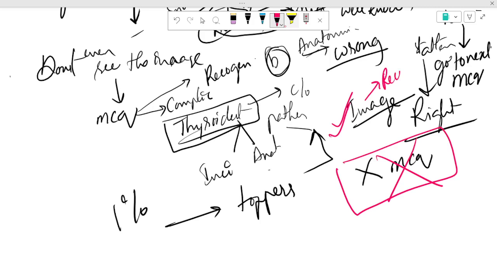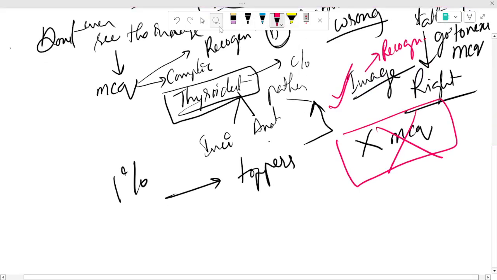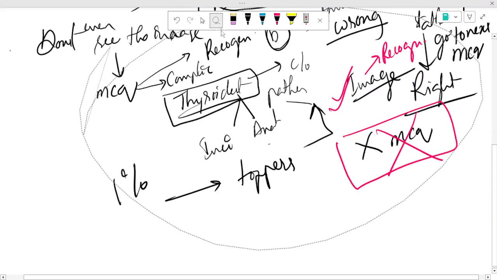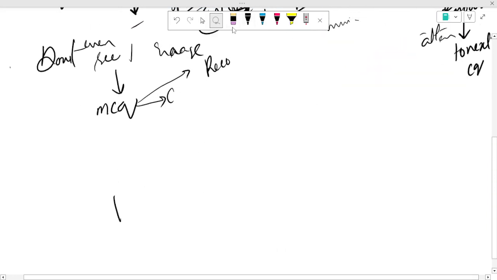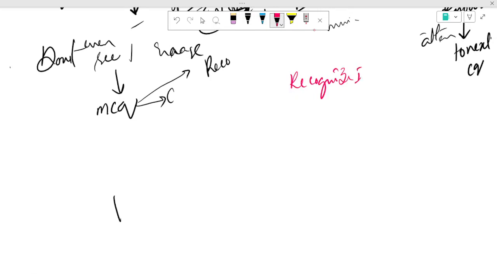You first recognize it. See, I will write a pattern here. First you recognize the image. Then you retrieve all the information present in your mind regarding that image. See, roughly, I'm not saying it pinpoint perfectly. Roughly you retrieve the information.